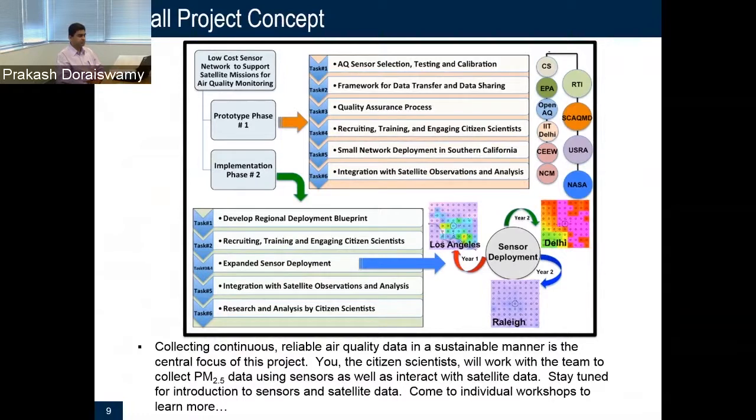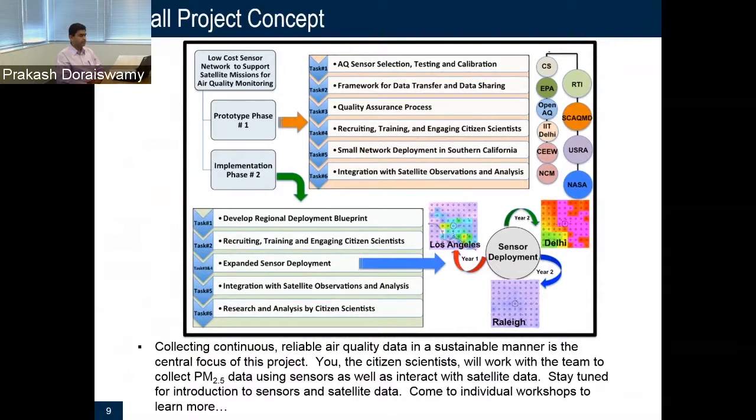Delhi obviously has been experiencing high levels of particle pollution, and Raleigh represents an area of very low particle concentrations. So what we're trying to do is to see how these sensors respond under these different conditions of particle composition, size, and characteristics, as well as how the relationship between the satellite data and the sensor data changes across these three regions.